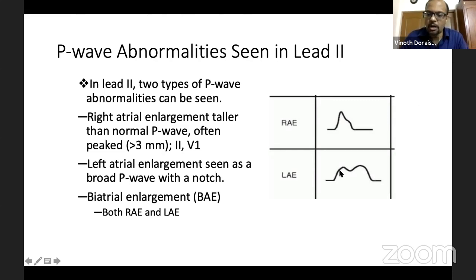So this is one hump, and this is one hump, and the notch in between. When the distance between these two humps is more than 40 milliseconds, it is called P mitral. That is also an indication of left atrial enlargement.